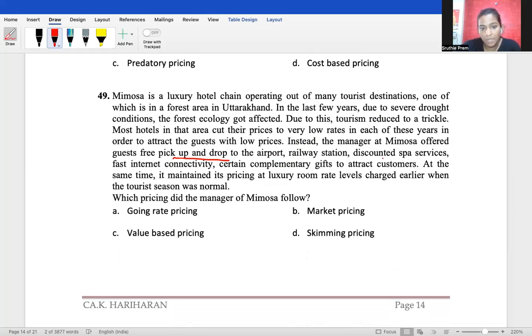At the same time, it maintained its pricing at the luxury room rate levels charged earlier when the tourist season was normal. Which pricing did the manager of Mimosa follow? Going rate pricing, market pricing, value-based pricing, skimming pricing. Value-based pricing.